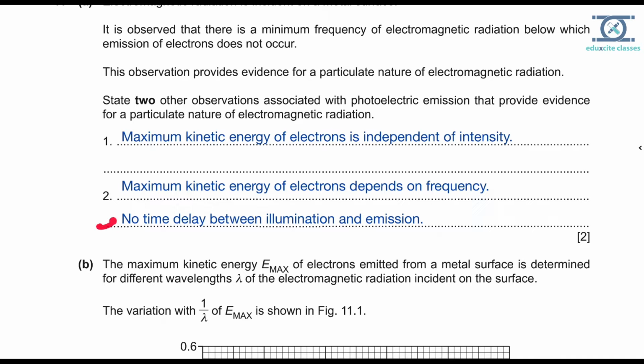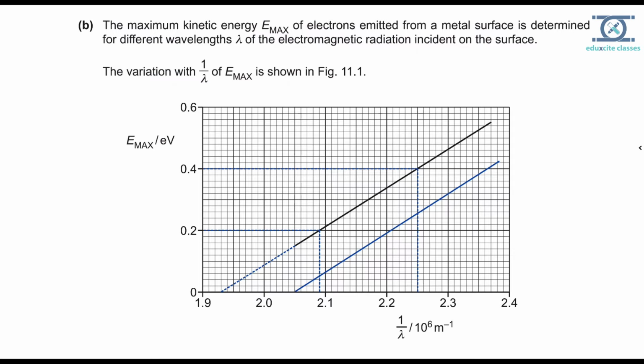And one more I have written, no time delay between the illumination and the emission. As soon as the photon is incident on the metal target, provided it has a frequency greater than the minimum frequency required, the emission will occur at the same instant. There will be no time delay, which suggests that it has a particulate nature of electromagnetic radiation. So you can write any two of the points. Now the B part.